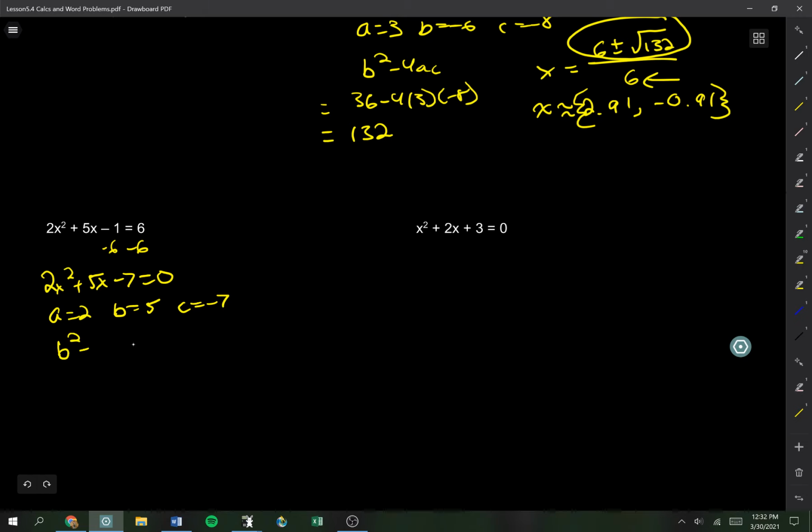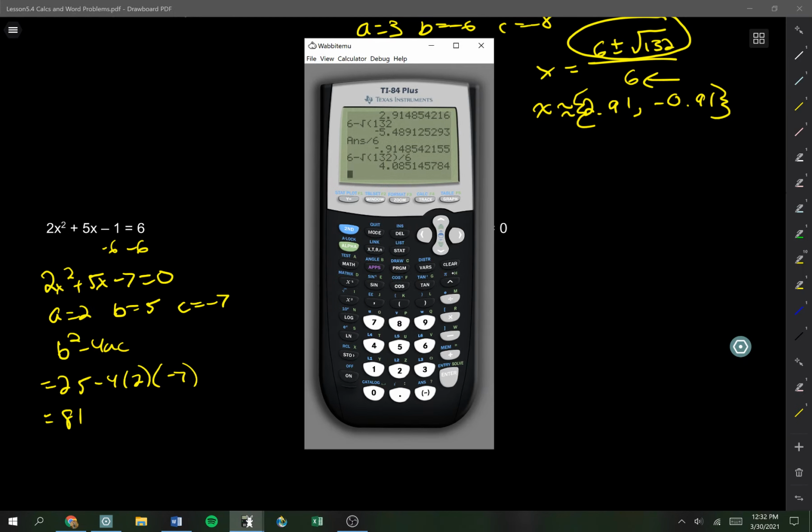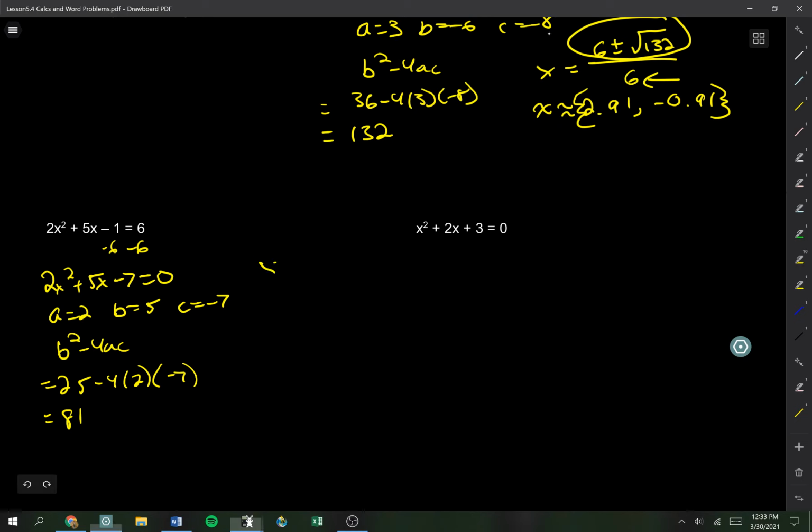I'm going to calculate b squared minus 4ac, which is 25 minus 4 times 2 times negative 7. That's going to be 25 plus 56, so that's 81. I'll do it in my calculator to make sure, but I always like to try to do things in my head first to see how close I am and kind of get better at my math. So if I do b squared, just 25 minus 4 times 2 times negative 7, 81. Sweet. Okay, so I'm going to run the quadratic formula. So x equals negative b plus or minus the square root of b squared minus 4ac all over 2a.